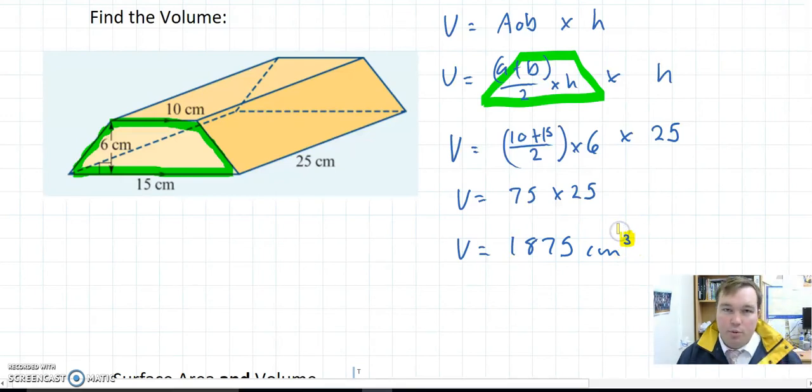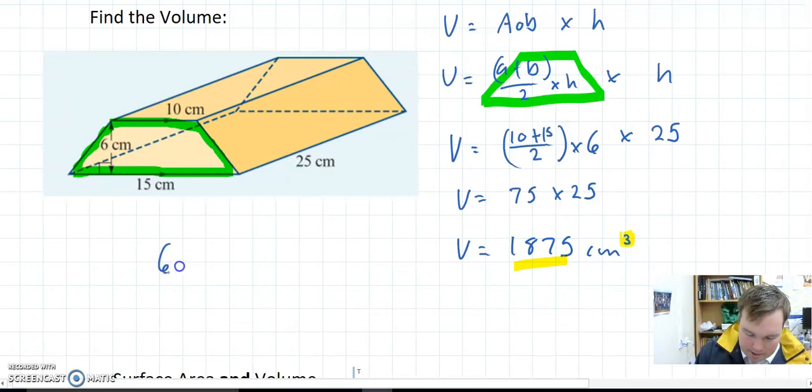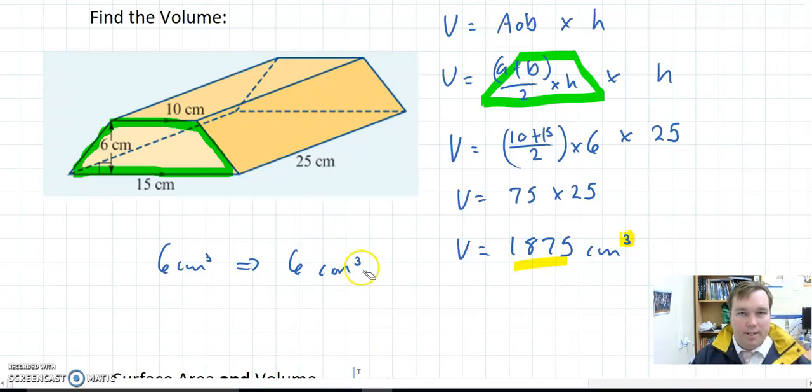It's important that cubed is there because we just worked out the volume. And note, that cubed is not applying to the number, it's applying to the units. So often people say 6 centimeters cubed, they seem to think that is 6 cubed centimeters cubed. Don't know why, but let me just assure you that the cubed is only applying to the units, not the 6.